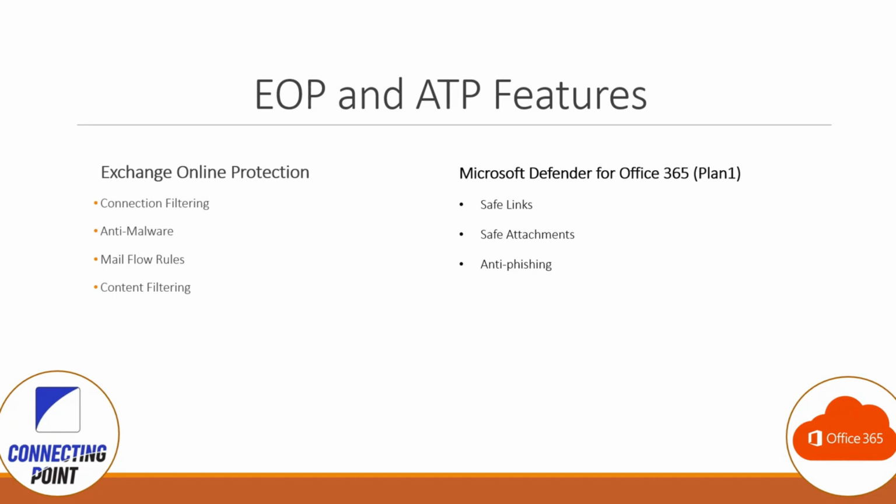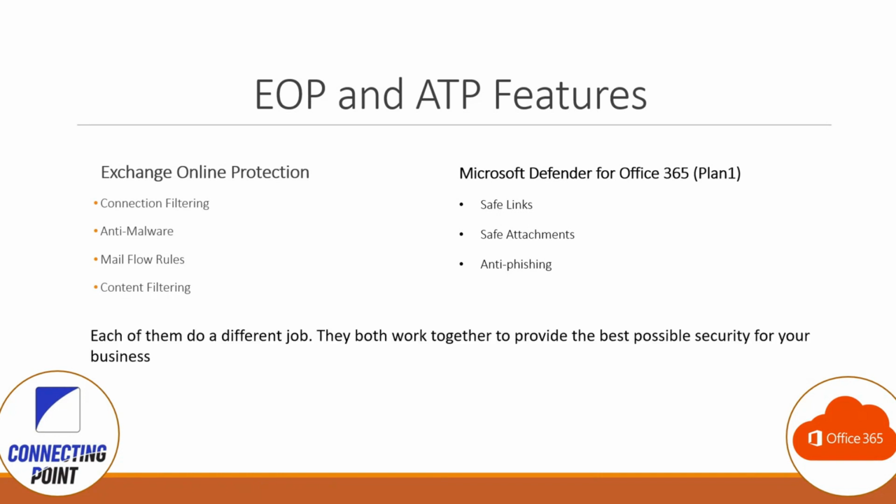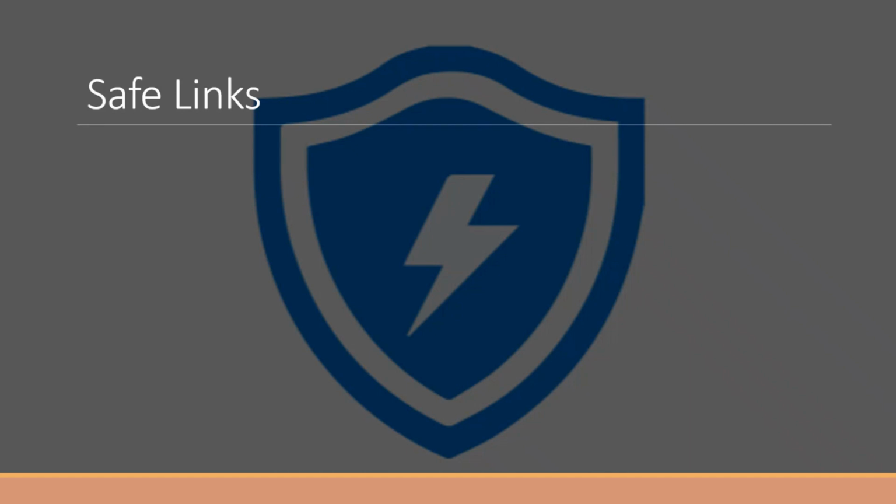So the differences here we can see between the Exchange Online Protection and the Advanced Threat Protection or Microsoft Defender for Office 365 plan. Here are their features. Exchange Online Protection includes your connection filtering, your anti-malware, some mail flow rules, and content filtering. So what Vance was saying is you've basically enabled the stuff that is built into the Exchange Online. Defender for 365 takes it a step further and gives you safe links, safe attachments, and anti-phishing capabilities. Each of them do a different job, but they work together to provide the best possible security for your business. So now we're going to go into more depth with the features. The first one is just going to be safe links.